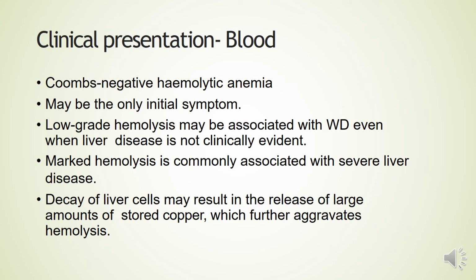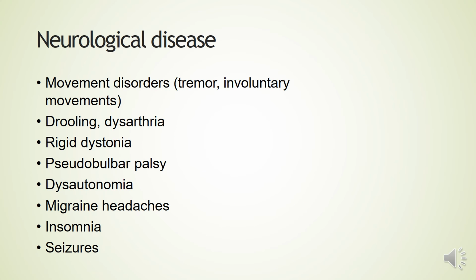Marked hemolysis is commonly associated with severe liver disease because of the release of copper, like I said, and the decay of liver cells may result in a release of large amounts of stored copper, which further aggravates hemolysis. So coming to neurological disease, it can have a wide variety of manifestations, and they are very interesting. They can present with movement disorders like a tremor or involuntary movements, drooling and dysarthria. They can have rigid dystonia, pseudobulbar palsy, dysautonomia, migraine headaches, insomnia and seizures.